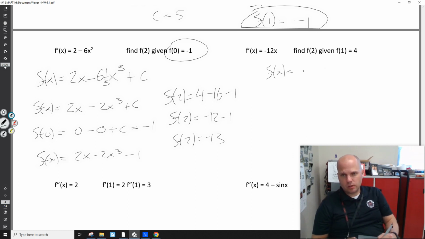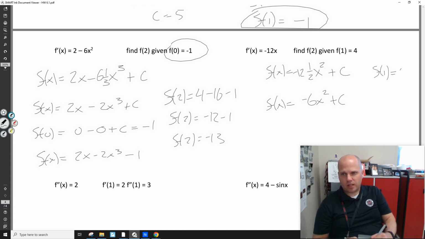Go backwards. Add 1, multiply by the reciprocal, incorporate the coefficient. Eventually you'll be able to do this all at once, but you're not there yet. So just like two-step this. Negative 6x squared plus c. I am told f of 1 is 4.